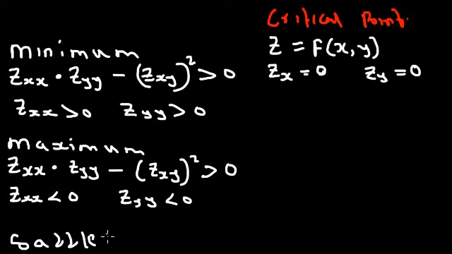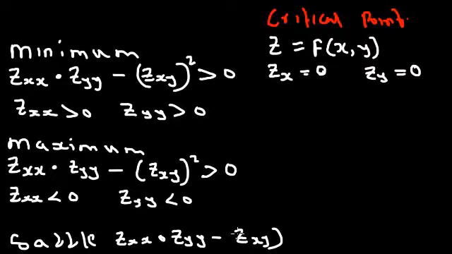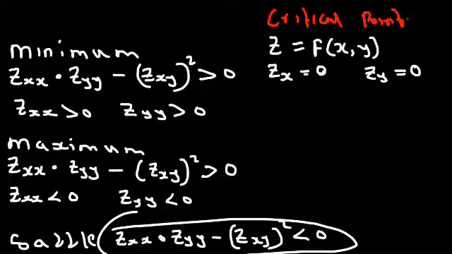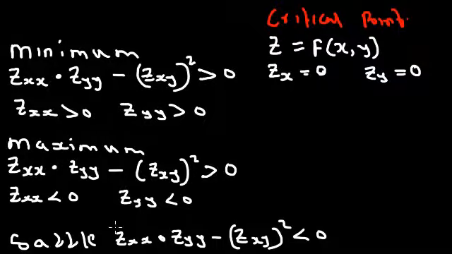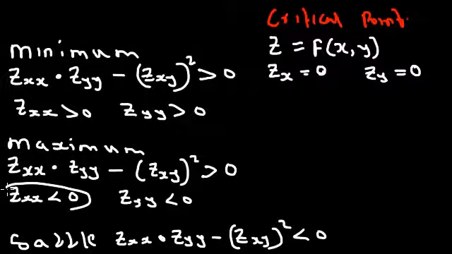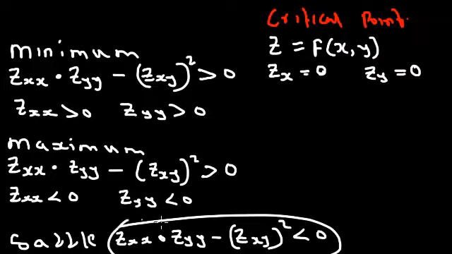Now for saddle points, it's straightforward. Z of xx multiplied by z of yy minus z of xy all squared must be less than 0. So you don't really need to test for the others. So far as you realize that this is less than 0, you can conclude that it's a saddle point. Usually for saddle points, z of xx and z of yy alternate. If one is more than 0, the other will be less than 0. But this is the most important condition for saddle points.